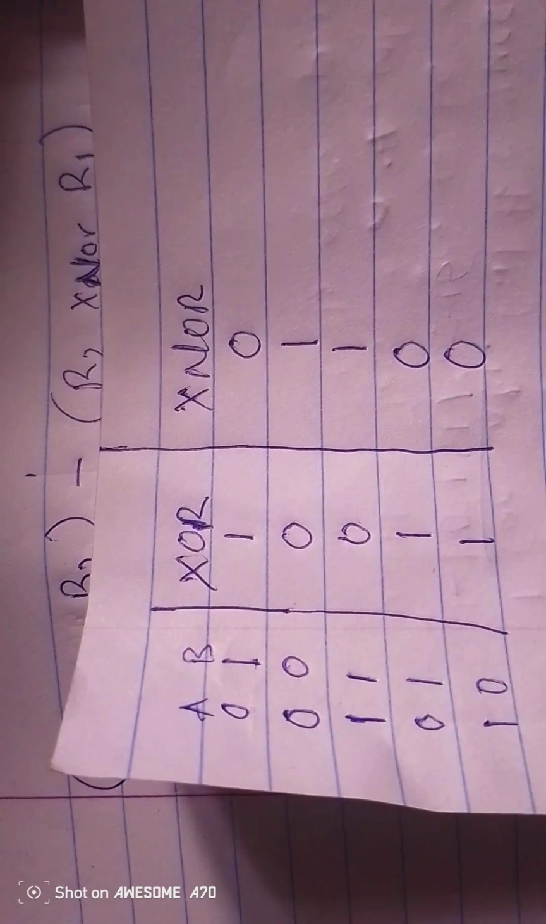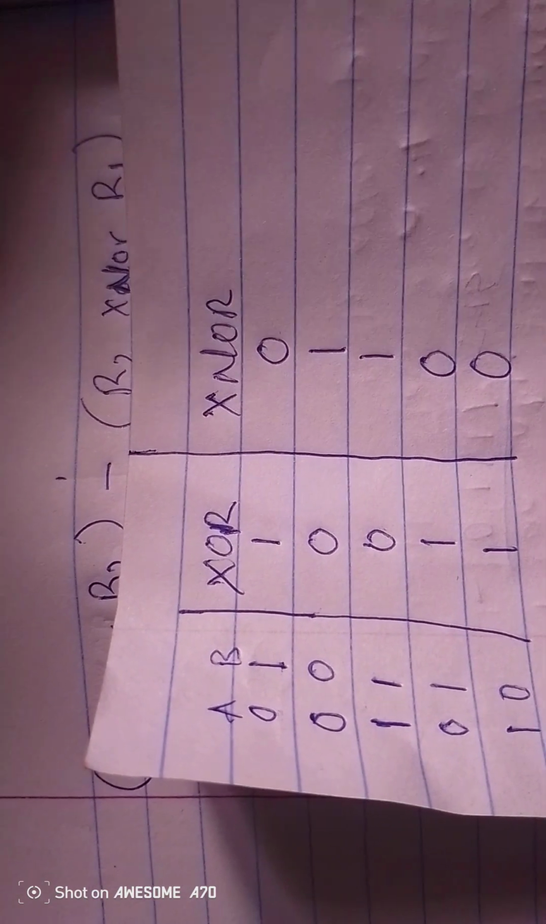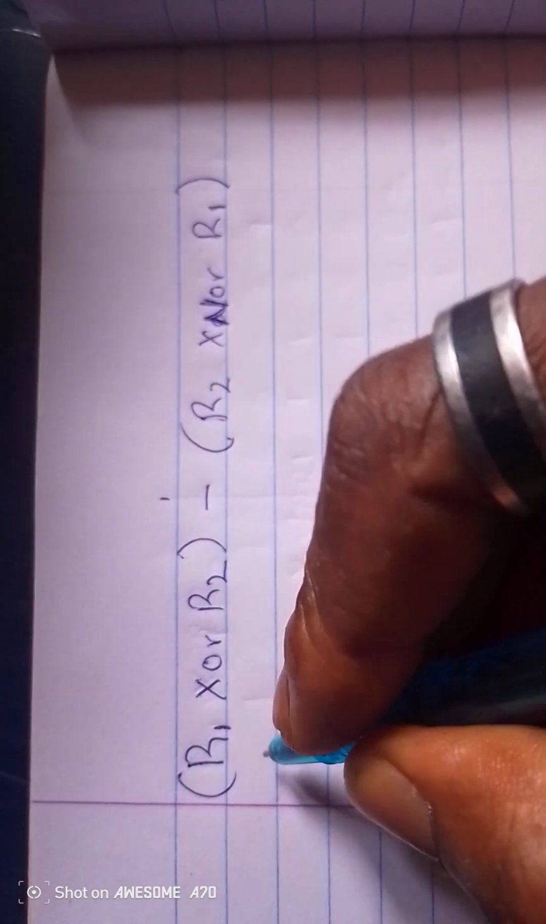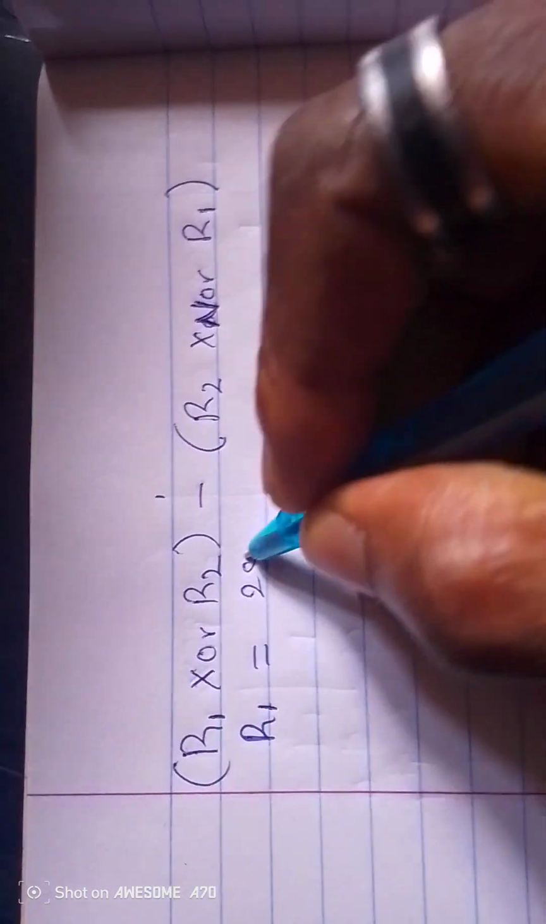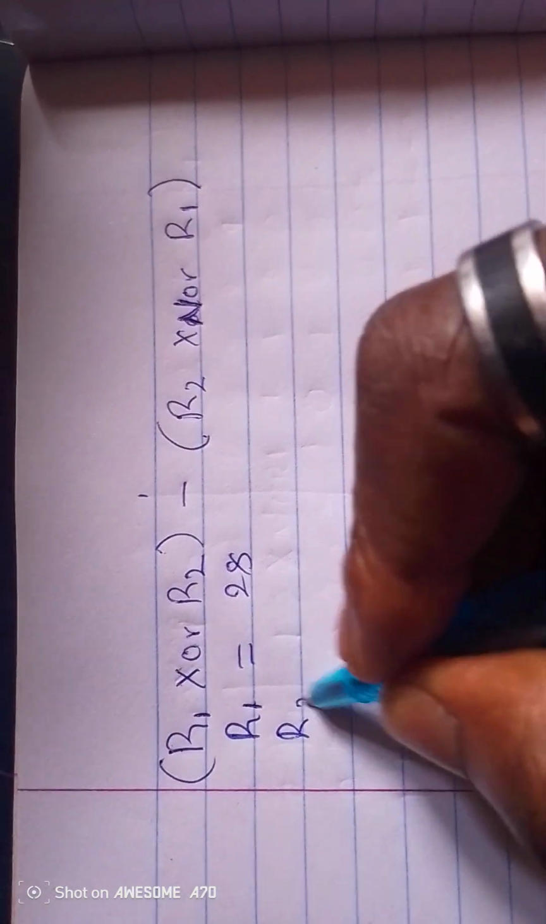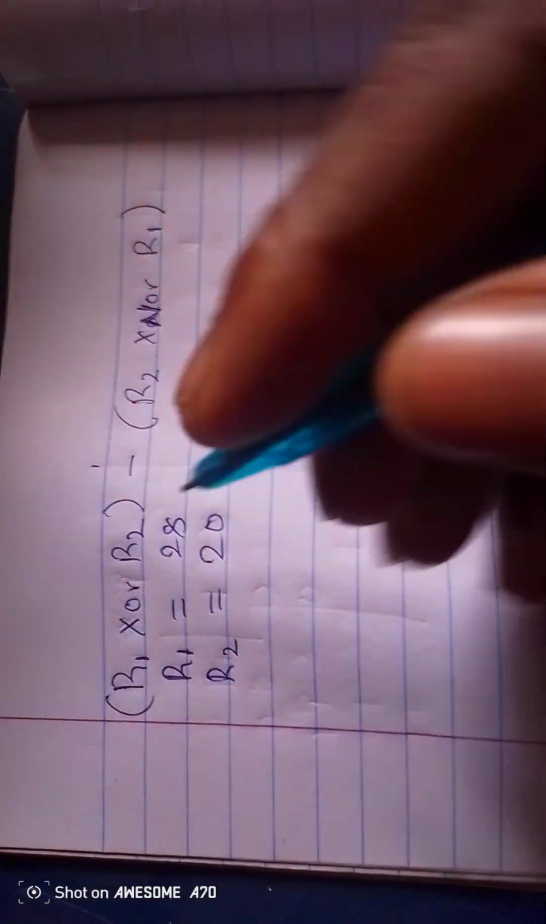Now using this method, let us solve for what we are given. From the equation, the value of R1 is given as 28 and the value of R2 is given as 20. This is the complete question. Now, what are you supposed to do?